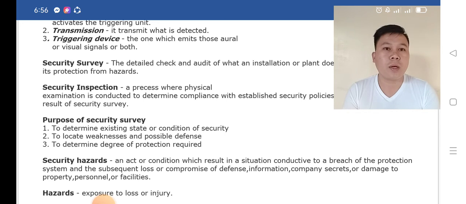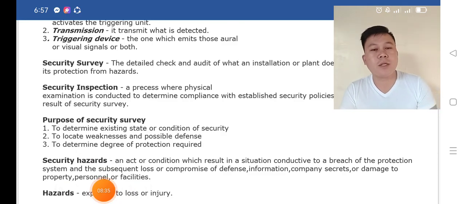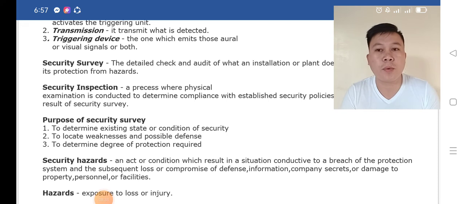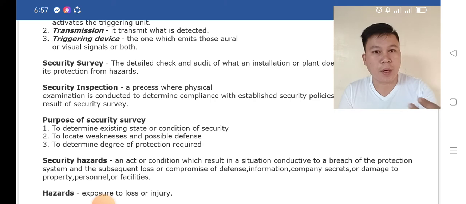To locate weakness, okay, titingnan natin kung mayroon ba silang pagkukulang, baka mamaya sa kanilang pagpapatupad ng defense, if any, mayroong mga intruders, okay. 3, to determine degree of protection required, kung ano yung dapat na ibinibigay nila, anong dapat na meron sila na security forces. Sa security hazard naman, alam naman natin yan na ito yung mga bagay na pwedeng makakasira sa ating organization, sa ating establishment, sa ating mga dokumento, lahat ng meron. So, dapat natin alisin. O kaya upgrade.